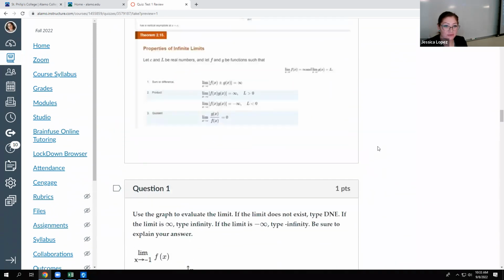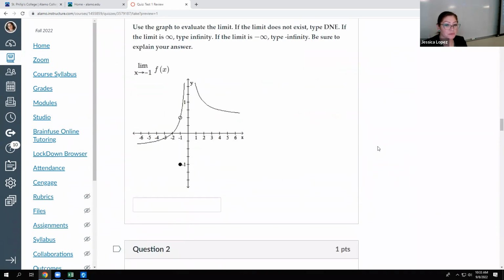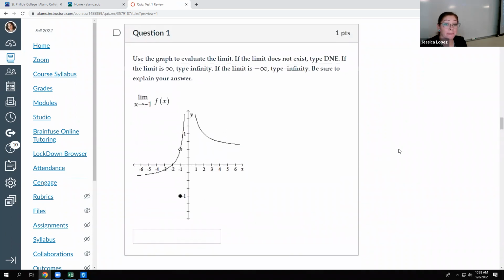Oh, let's do these graph ones. Those are like super visual. They should be really fast, okay? So anybody know what the answer is here for number 1? What is the limit of this graph as x approaches the x value -1? What is it?